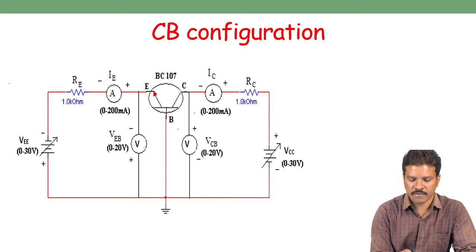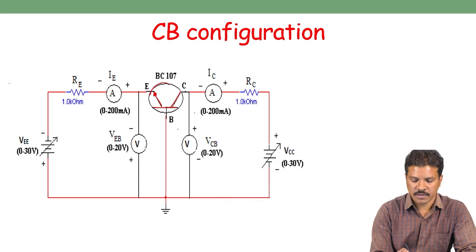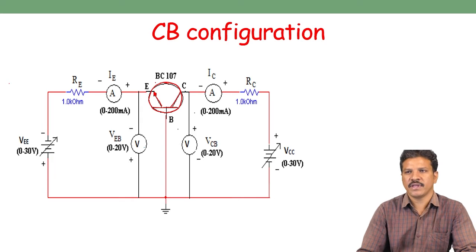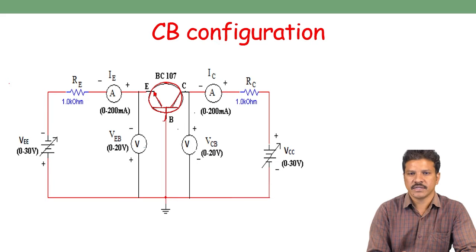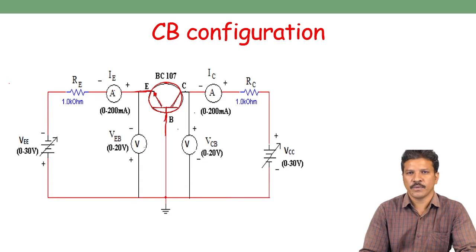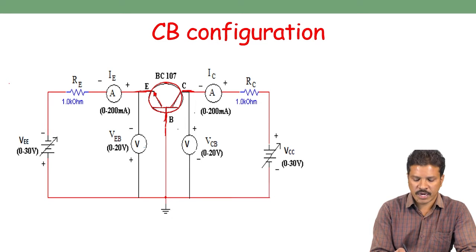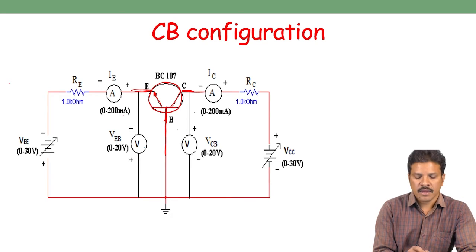Take the transistor symbol. It is an NPN transistor, type BC107, one of the transistor types. Draw the symbol of the transistor. Take the base terminal connected to ground, the emitter terminal connected to the input terminal, and the collector as the output terminal. So it is very simple to connect. It is ground, it is input and it is output. But we have batteries.